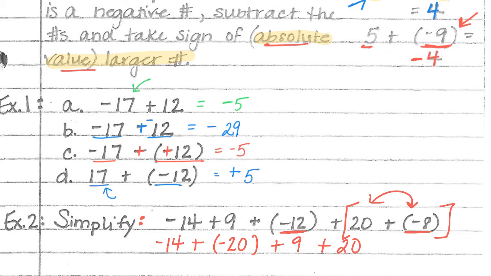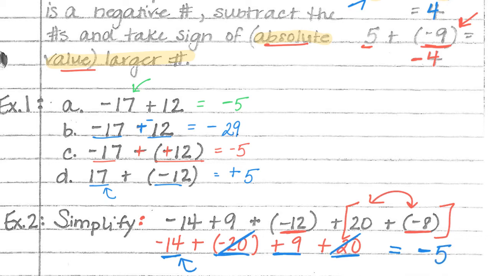Now, do you see what the next step would be? The next step would be fairly simple because, as you can see, a negative 20 and a positive 20 can just cancel out, right? So if I have negative 14 and a positive 9, I'm going to take the sign of the absolute value of the larger number, so this will be negative, and I'm going to subtract. 14 minus 9 is 5.